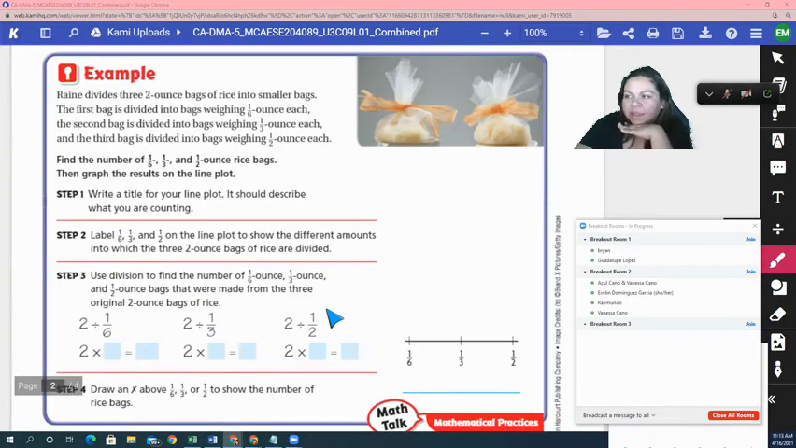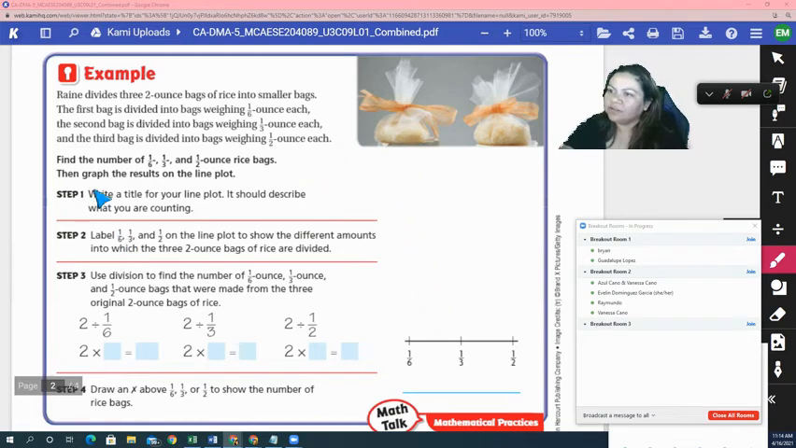All right, so we're going to go ahead and go to the next example. In the next example, we have Rain divides 3 2-ounce bags of rice into smaller bags. So here's the bags of rice. The first bag is divided into bags weighing 1/6 of an ounce each. The second bag is divided into bags weighing 1/3 ounce each. And the third bag is divided into bags weighing 1/2 ounce each. So we're going to find the number of 1/6, 1/3, and 1/2 ounce rice bags. Then graph the results on the line plot. So we're going to be doing some graphing.